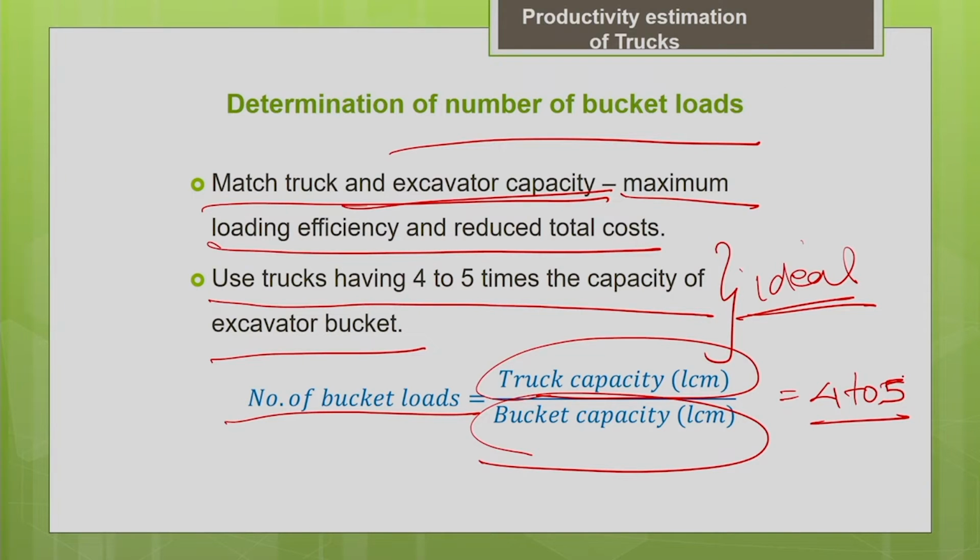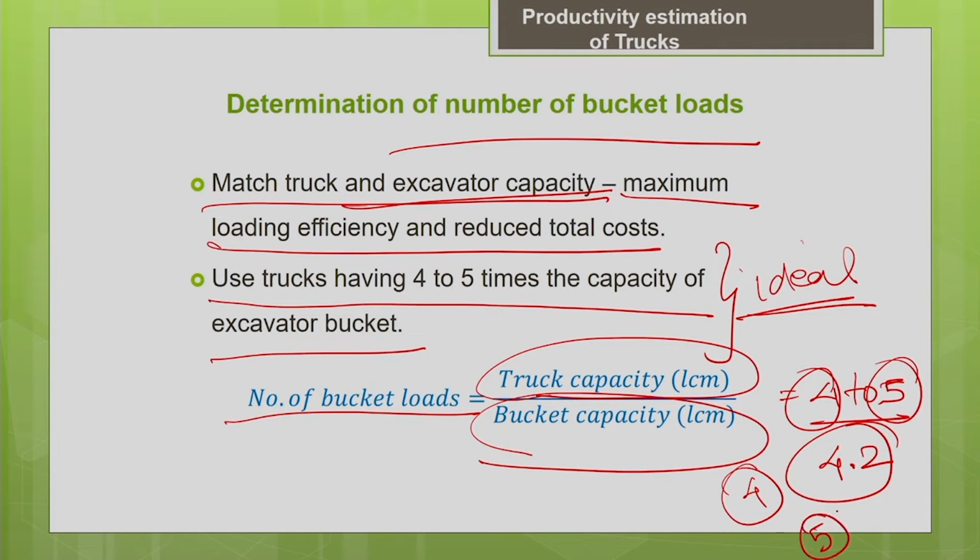So if you get a whole number, it is fine. You can either go for 4 buckets or 5 buckets. But if you are getting some decimal number, say 4.2, in that case you have to round the bucket load. Either I should round it to 4 or I should round it to 5. But basically when it is less than 4.5, we round it to 4.